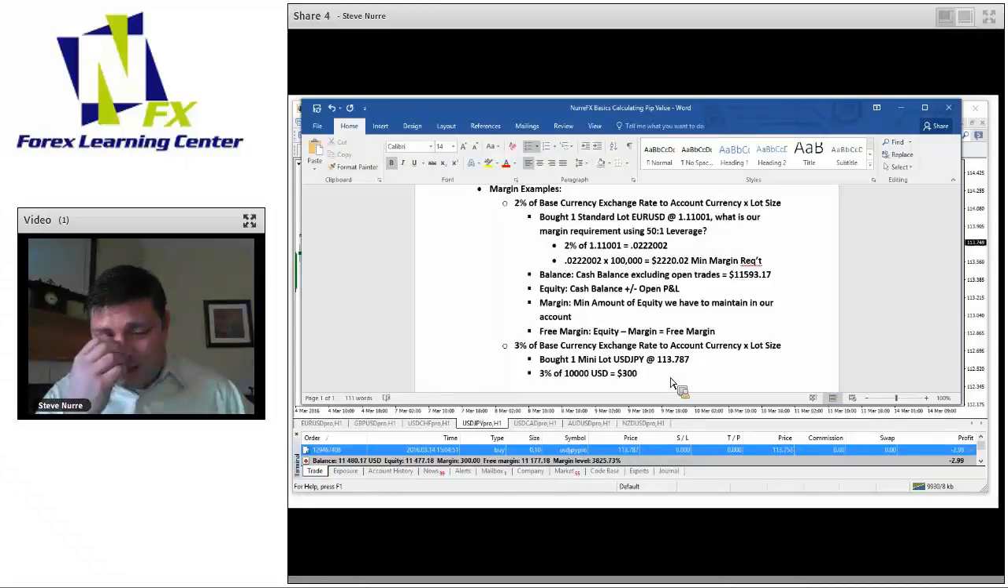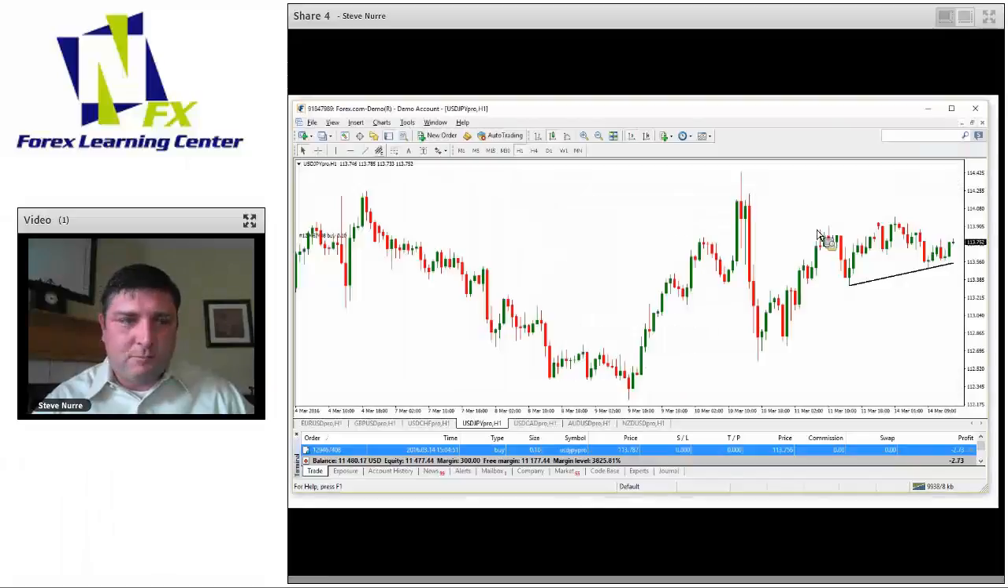So in this case, dollar yen requires a 3% margin requirement through this individual broker, which I did not know before we placed that trade, that they had done that in this particular demo account. That's how it's working.